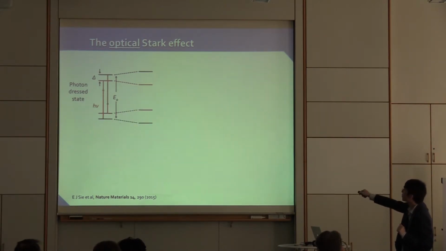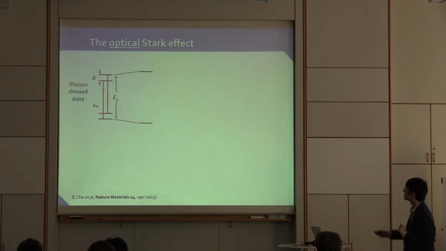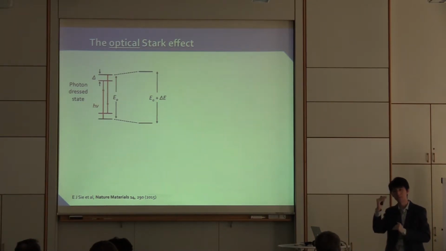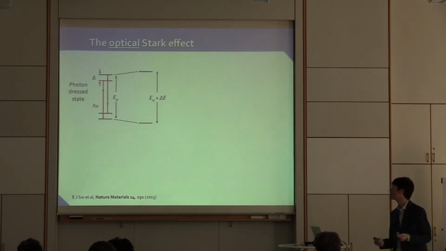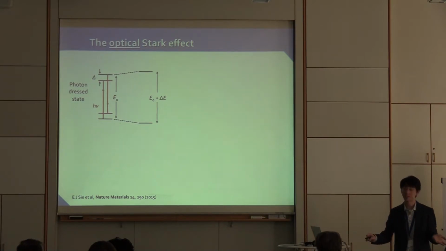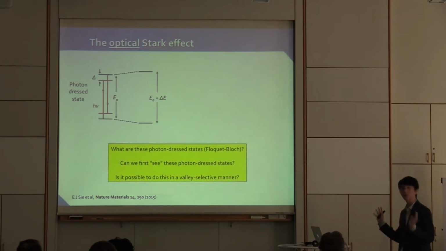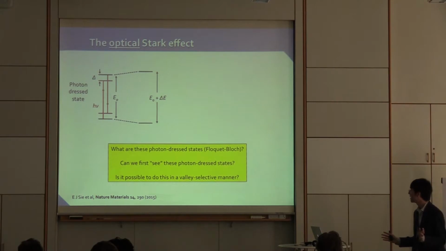And similarly, if we can also create a state from the coherent emission to repel this state, this results in a gap that is slightly broadened by an amount of delta E. And so this is how we can shift the energy levels through the Floquet states, which are the photon dressed states. But what are these photon dressed states or Floquet states?